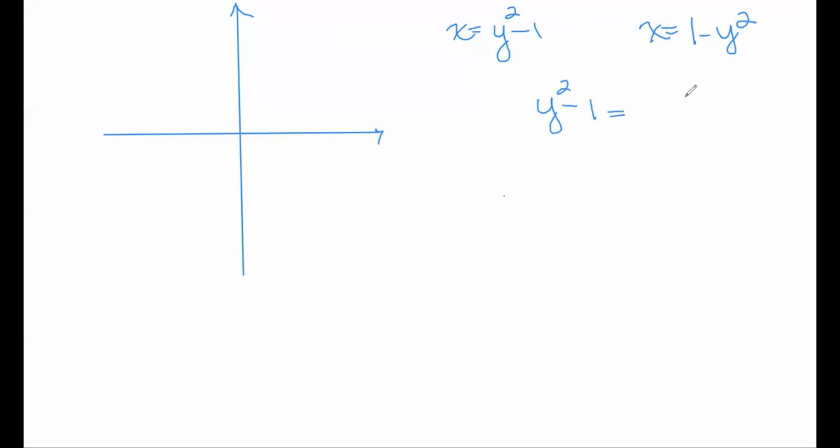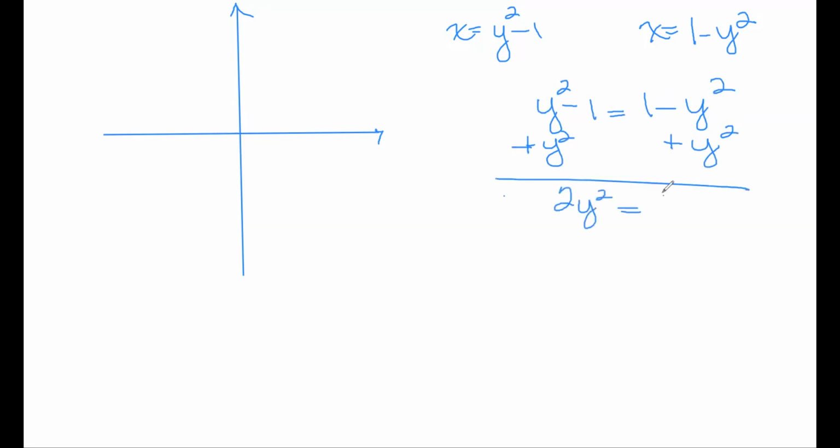When does that equal 1 minus y squared? So in this case, let's add y squared to both sides. So I'm going to add y squared here and y squared here, and that would give me 2y squared is equal to 1. You could do it the other way too, I just didn't want to mess with the negative. And then that gives me y squared is equal to 1.